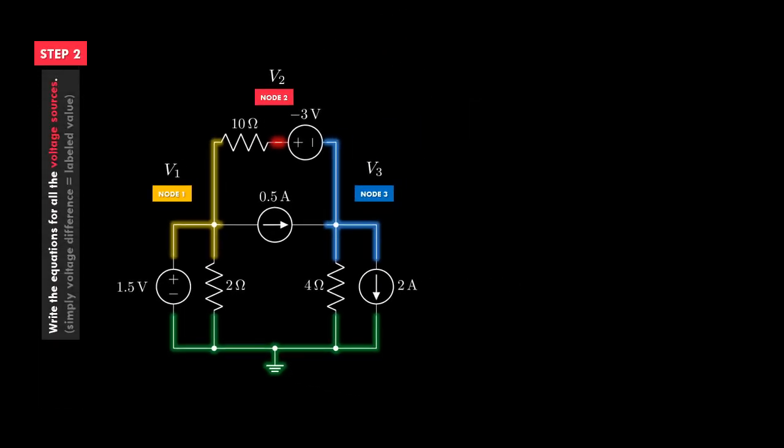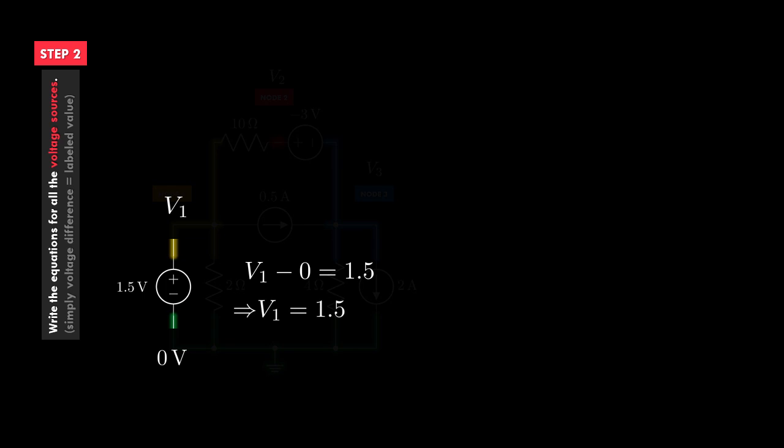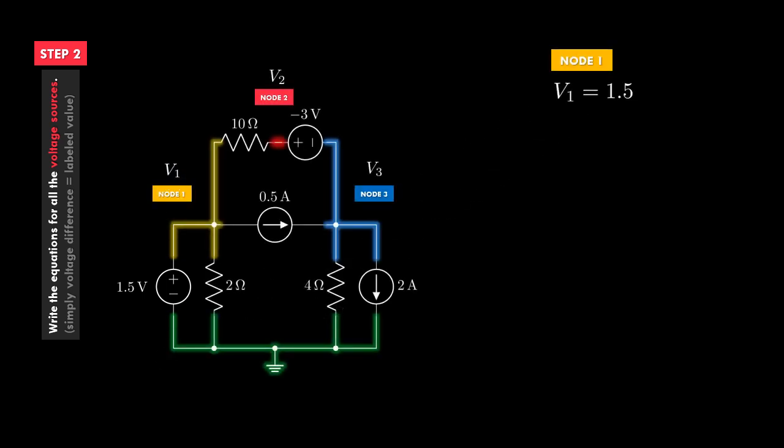Step 2, write the equations for the voltage sources. We have 2 voltage sources in this circuit. Let's write equations for them one at a time. The bottom left voltage source has V1 voltage on the positive terminal and 0 volt on the negative terminal. So we have V1 equals 1.5. So we already solved one of the nodes again.